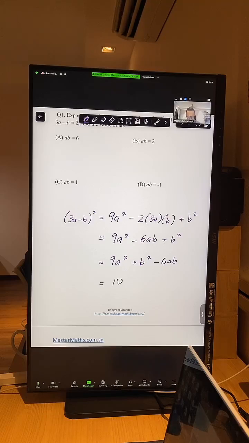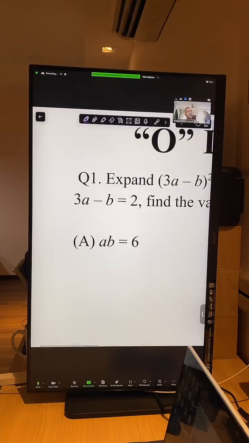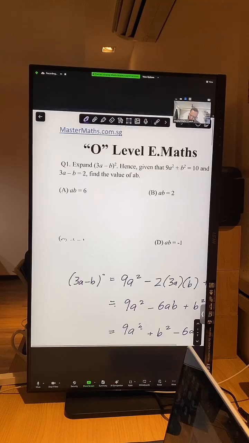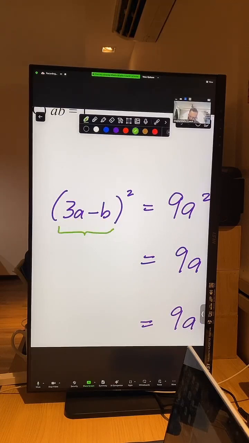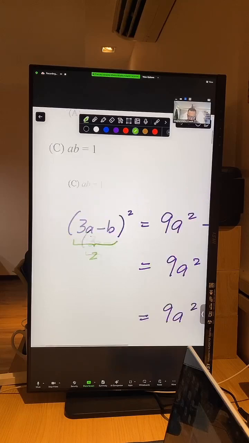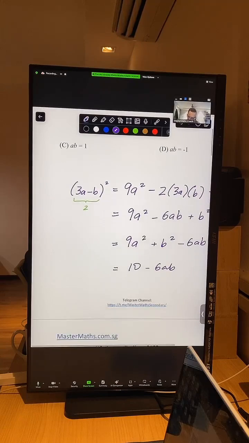And then this is minus 6ab. And they also tell you this, the other clue they give you: 3a minus b equals 2. Now, what is 3a minus b? 2. Maybe I use a different color here, just to make it super clear for you guys at home. So this is going to be 2. Let's go back to purple. I like purple. So 2 squared, that's 4. So 4 equals 10 minus 6ab.